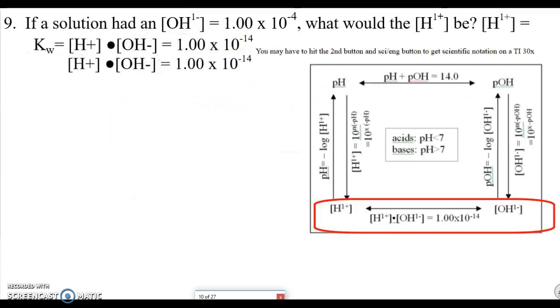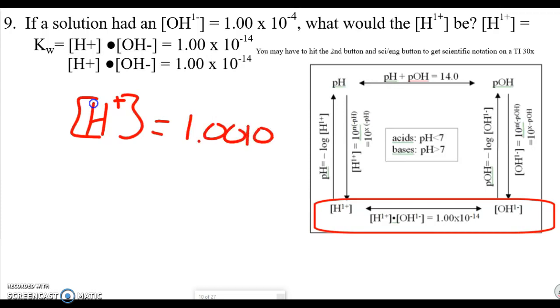Number 9, if a solution had a hydroxide ion concentration of 1 times 10 to the negative 4th, what would be the hydrogen ion concentration? Pause the program, see if you can do the math. If you do the math correctly on this one, your hydrogen ion concentration is going to end up equaling 1.00 times 10 to the negative 10th. You did your math correctly. Again, just using algebra to solve for x.